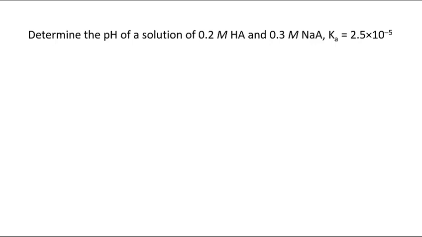And so for this problem, I'm asking you to determine the pH of a solution. It is 0.2 molarity acid and 0.3 molarity of your sodium acid, and the Ka is 2.5 times 10 to the negative 5. And so here again, that HA is just my generic form of any type of weak acid. That NaA is going to be a sodium acid, or whenever you plug this stuff into water, that sodium breaks off, and so you're just left with the conjugate base of your acid.